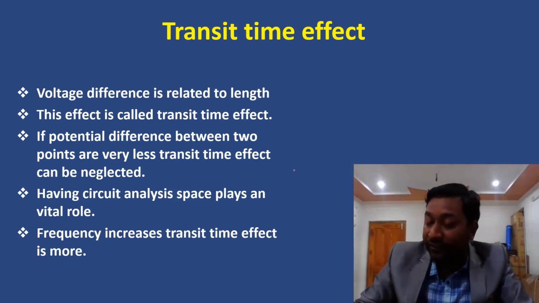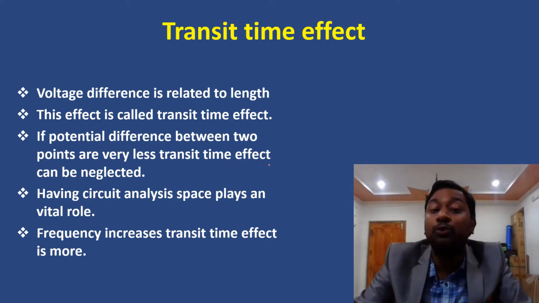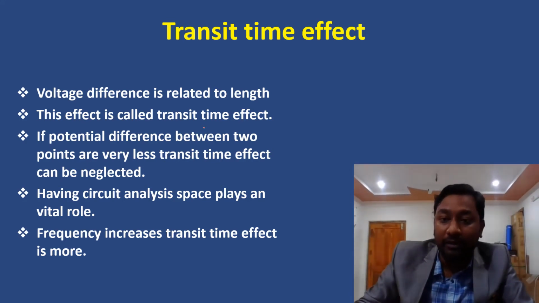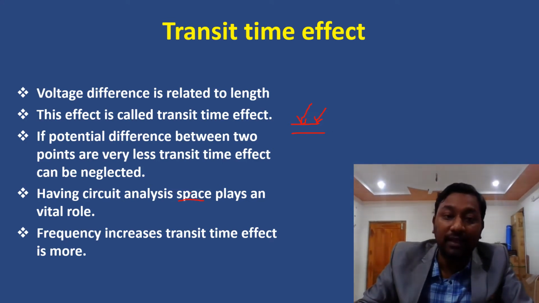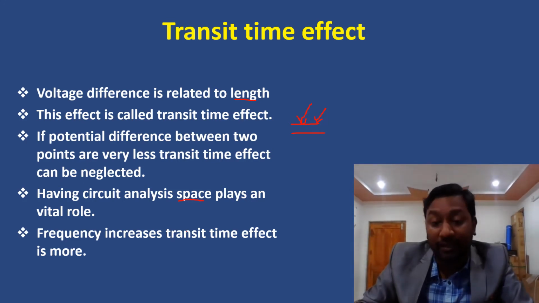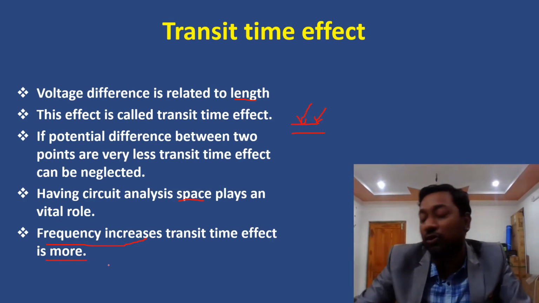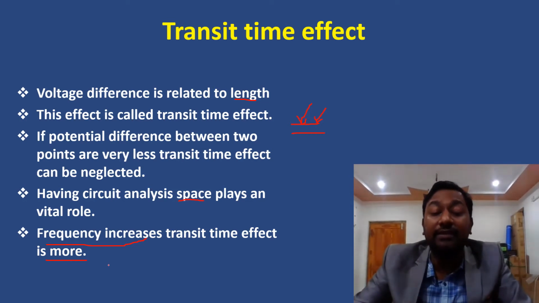So if the potential difference between 2 points is very small, meaning the length of the line or the potential difference between 2 points is very less, then the transit time effect can be neglected. In circuit analysis, space, that is length, plays a very vital role, and as frequency increases, the transit time effect is more. So there are two conditions, one is the length, another one is the frequency.